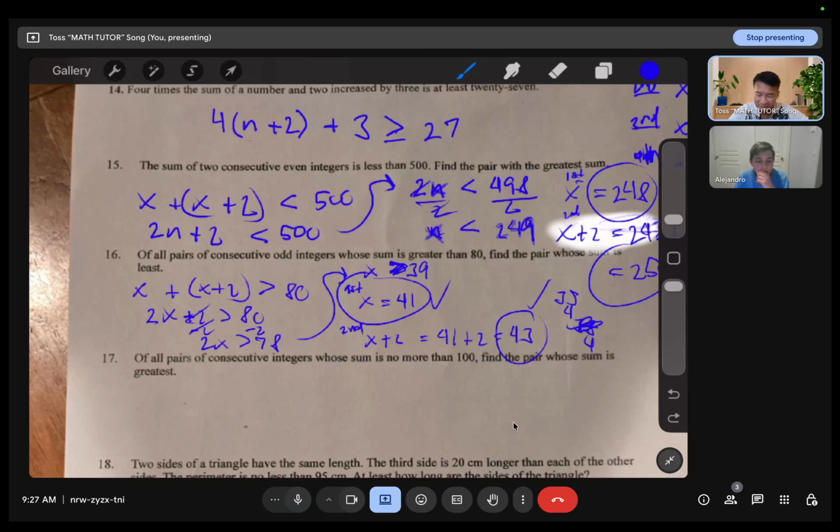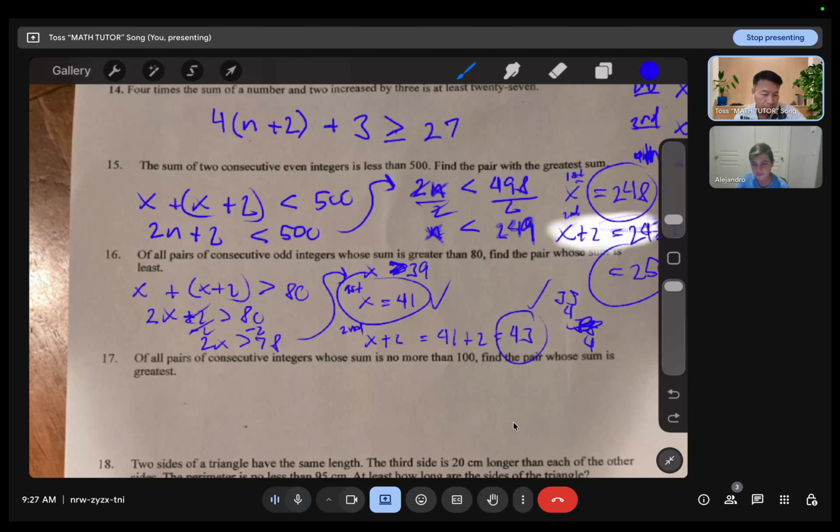So the numbers got to be 41 and 43, and it will be true if you add them. It will be greater than 80. Simple, right? Done. And there's more. If you add them, it's going to be 84, which means that it's going to be the least sum that is going to be greater than 80. Let me see if you understand that.